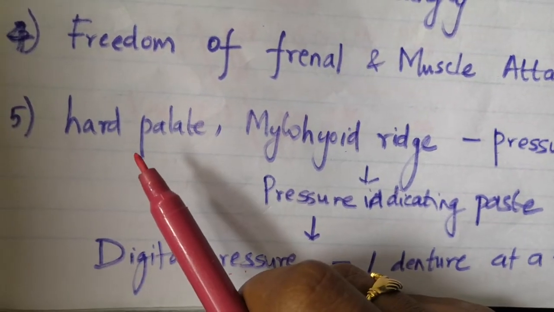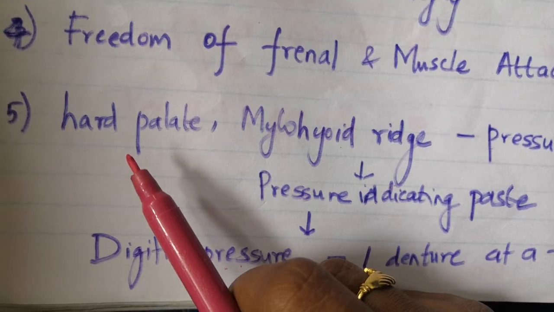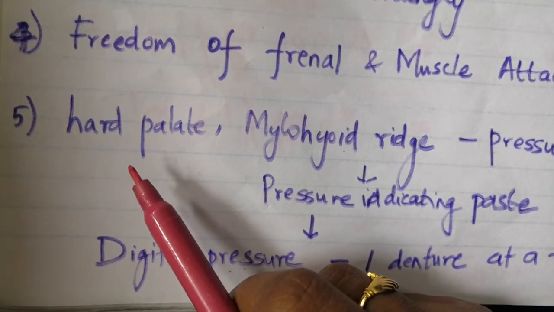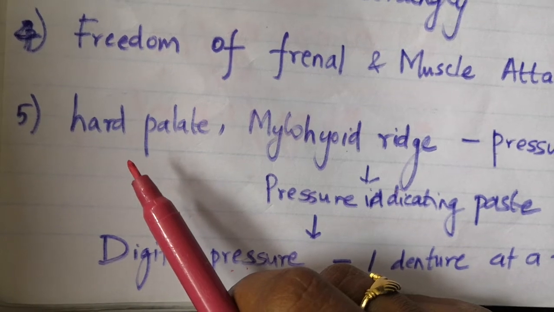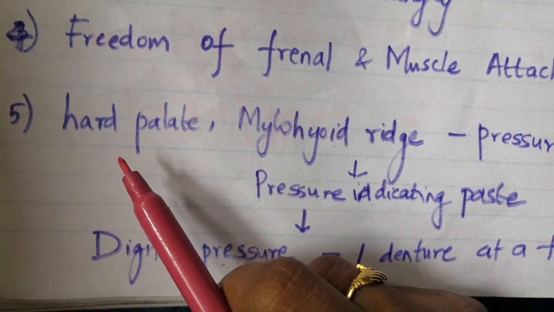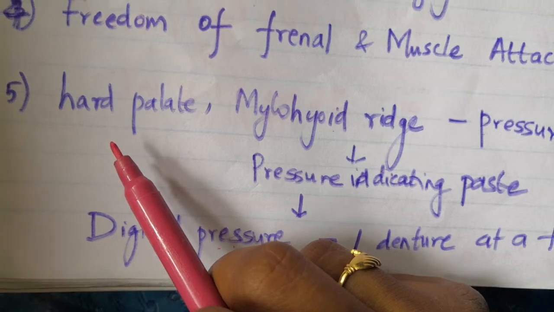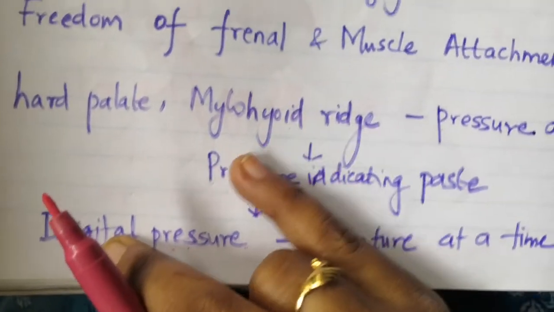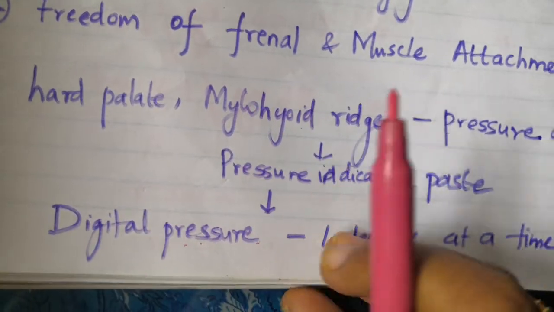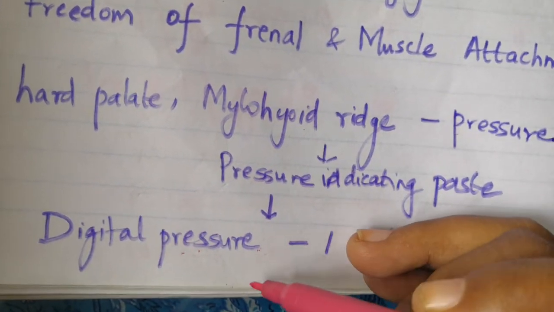In the hard palate, slightly apply your pressure indicating paste on the denture, and with your digital pressure put it in the patient's mouth and look for the pressure points. If the pressure points are evident, kindly reduce them. In the lingual region, the mylohyoid ridge also has to be checked in the mandibular denture with digital pressure.